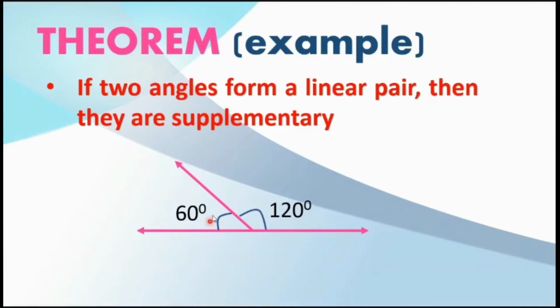Bakit natin siya tinawag na linear pair? Because these two angles form a straight line. And we know for a fact that when two angles form a straight line and they are considered to be linear pair, we know that they are also supplementary. Ibig sabihin, the sum of their measurement is equal to 180 degrees because 60 degrees plus 120 degrees, that is 180 degrees, and the two angles are supplementary and they are linear pair.